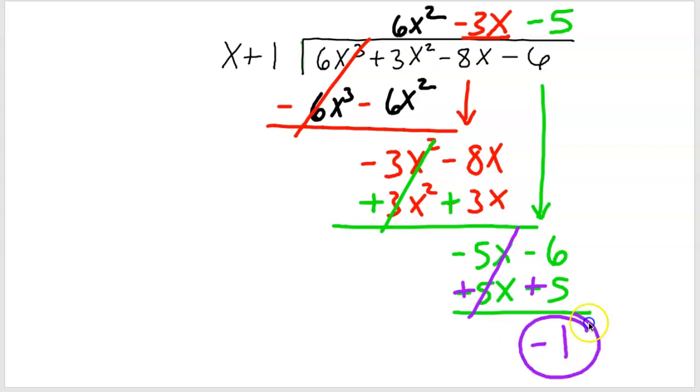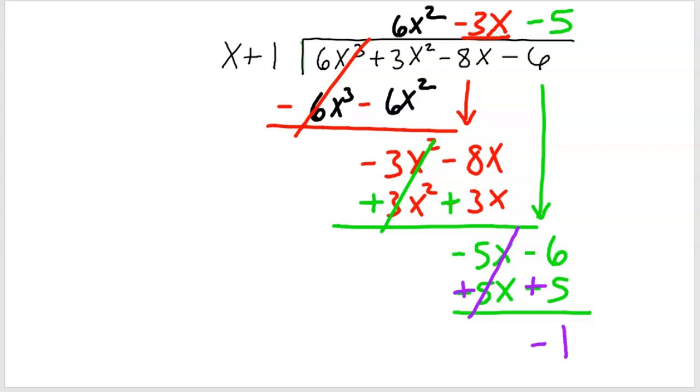Now, as soon as the number that you get here has a power that's less than this number, then you're good to go. In other words, you're done. Okay? So, since that's just a number and it doesn't have an x, that has a power less than x, which has a power of 1. So, there's our answer.